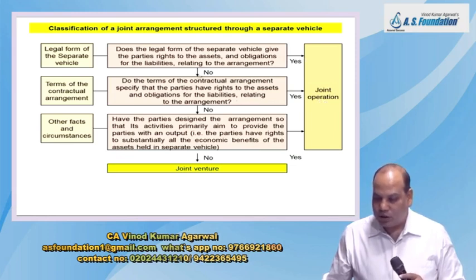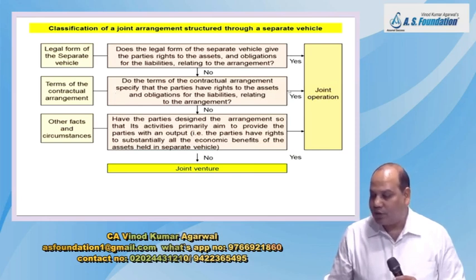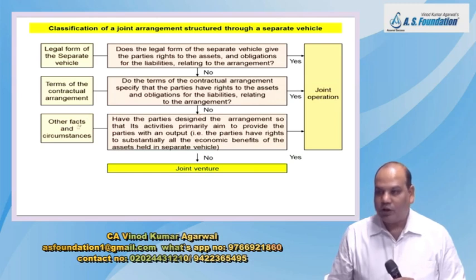If the answer is no, then I will see the terms of the contractual arrangement. Do the terms of the contractual arrangement specify that the parties have the rights to assets and obligations for the liabilities relating to the arrangement? If again the answer is yes, one is the structure is such that they will get separate share in asset and liability. Second, contractual terms give them separate asset and liability relating to the arrangement, joint operation. If the answer is still no, then apply other facts and circumstances.